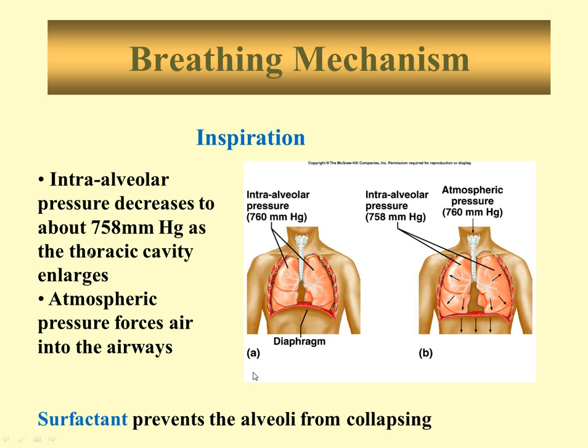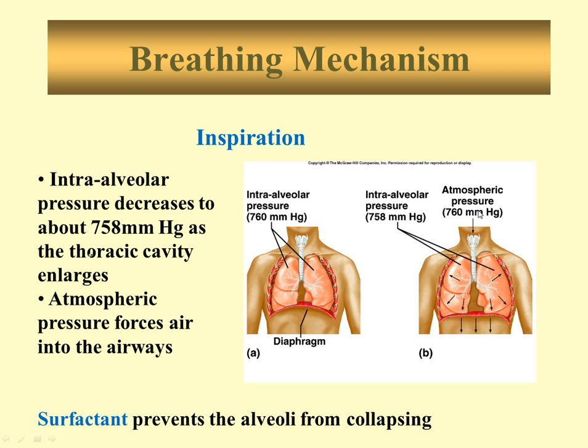So intra-alveolar pressure decreases to 758 millimeters of mercury as the thoracic cavity enlarges. We were at 760, now we've decreased to 758, and atmospheric pressure forces the air into the passageways. So as this thoracic cavity enlarges, it's going to pull the air in. Atmospheric pressure is 760.